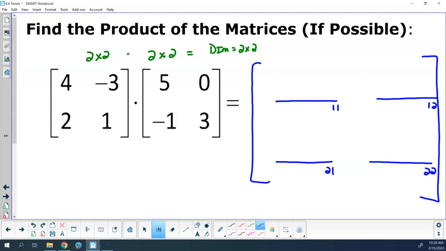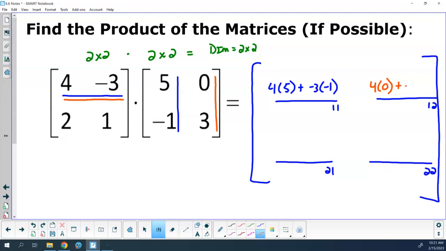So I take the first row times the first column. 4 times 5 plus -3 times -1. Then I take the first row times the second column. 4 times 0 plus -3 times 3.